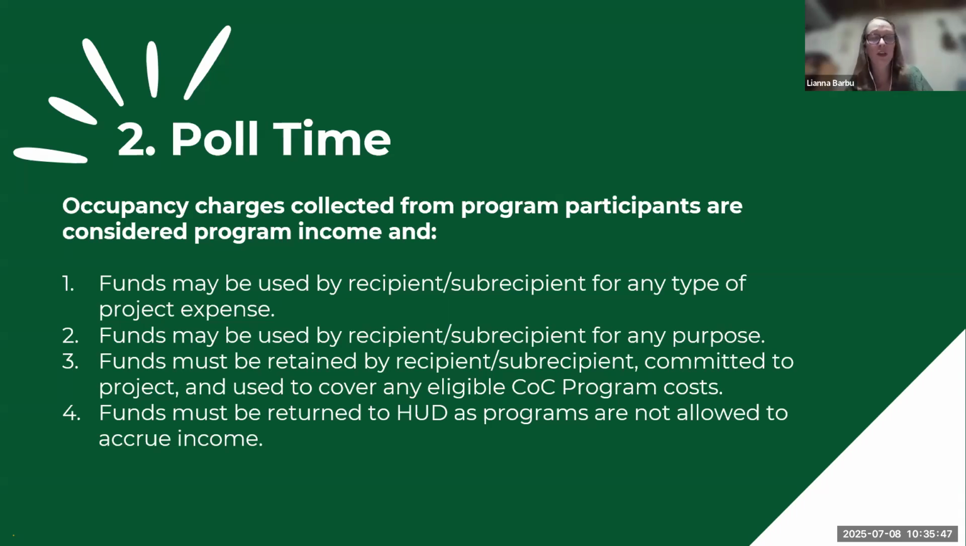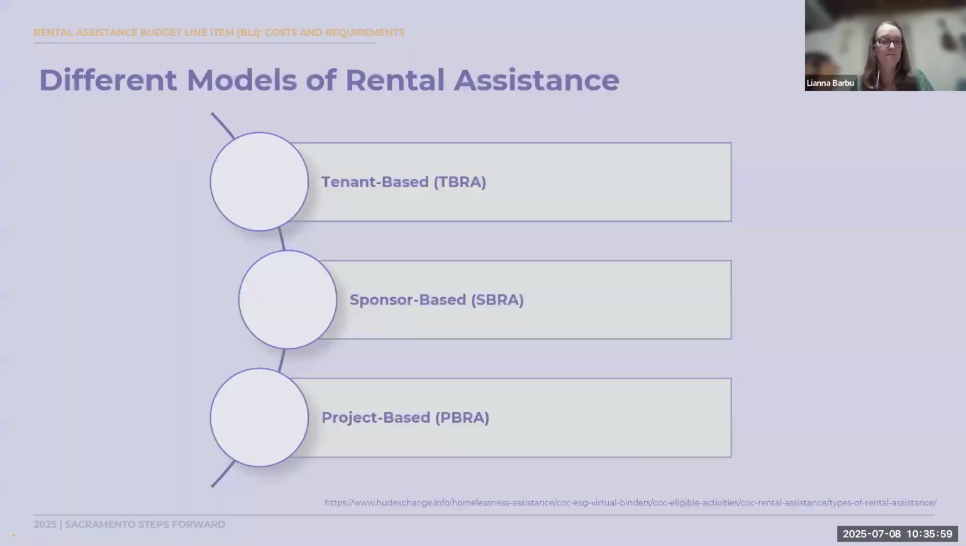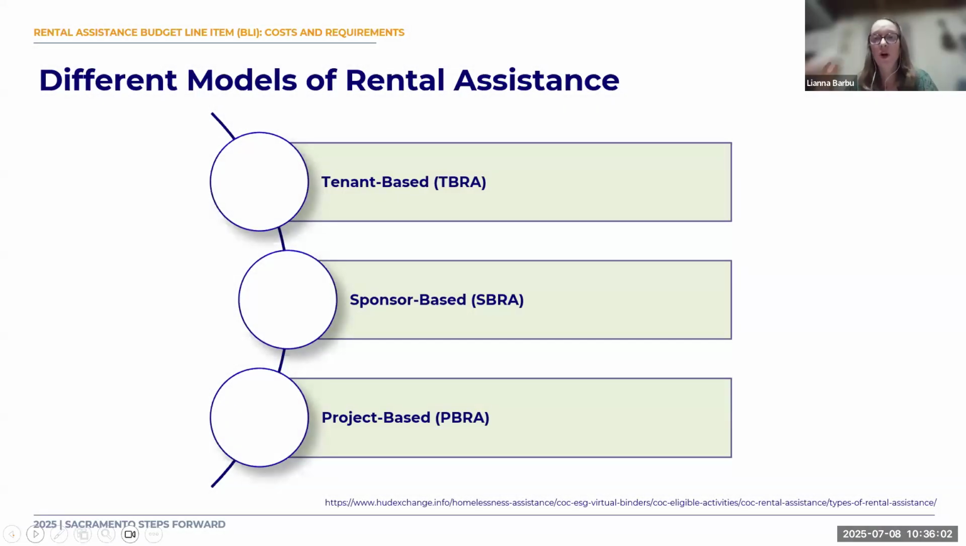Okay, let's move on to the next topic, which is the rental assistance budget line item, costs and requirements. There are different models of rental assistance. We have tenant-based rental assistance, sponsor-based rental assistance, and project-based rental assistance. The majority of projects in Sacramento are tenant-based rental assistance, but we will briefly walk through each type because they have slightly different requirements.